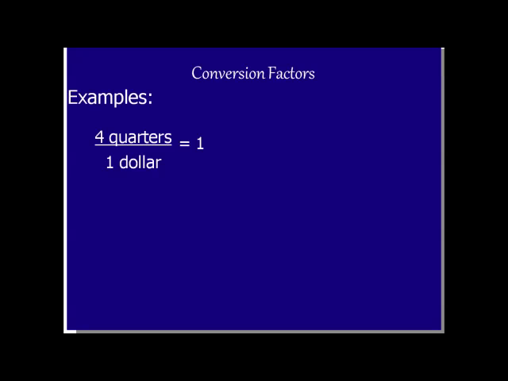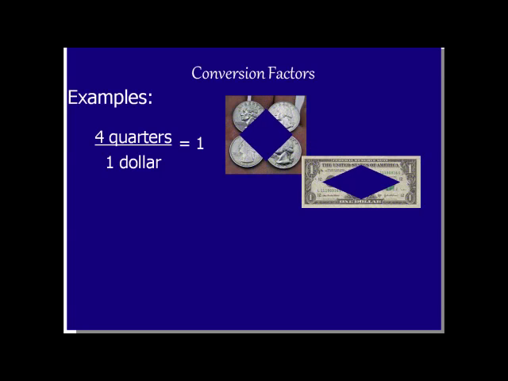For example, if we're talking in terms of money, we know that 4 quarters is the same thing as saying that I have $1. So we can set up a conversion factor that has 4 quarters in the numerator and $1 in the denominator. And we can even flip this conversion factor, where we could have $1 in the numerator and 4 quarters in the denominator.